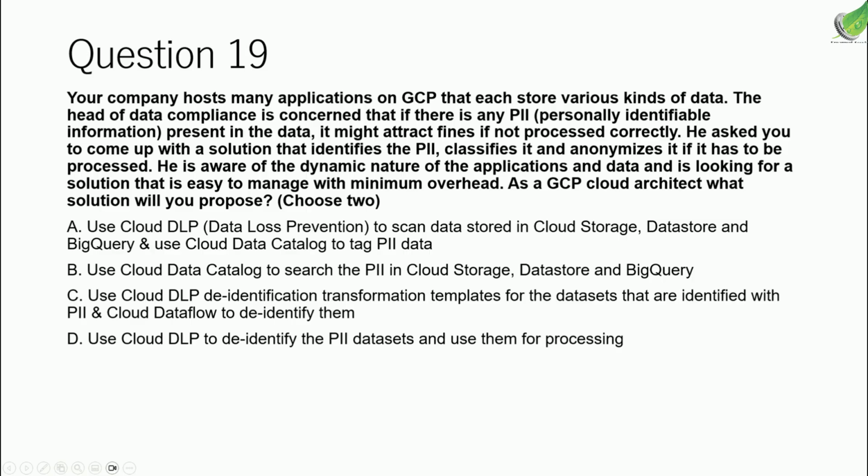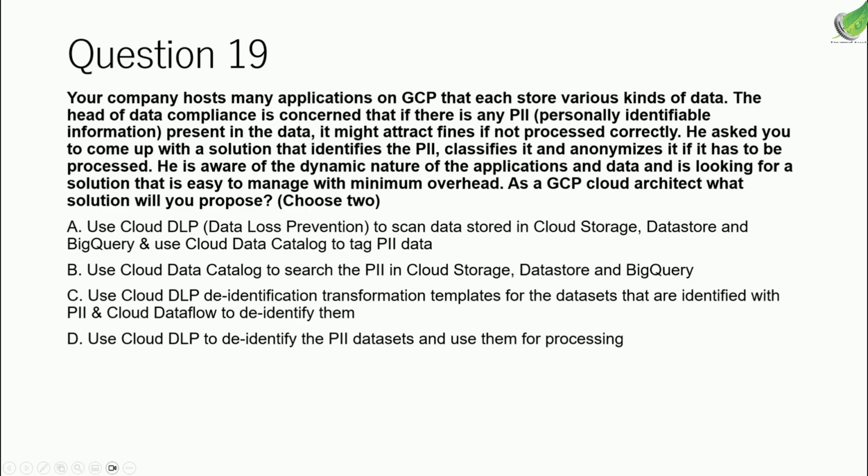Now for option B. This is incorrect because it gets the roles of the tools backward. Cloud Data Catalog is for managing metadata. It can't scan the content of files to find PII. It can only search for metadata like the tags that would be created by a tool like Cloud DLP.